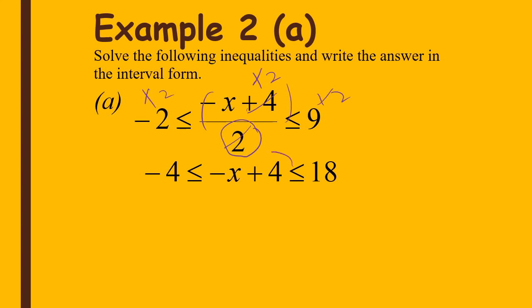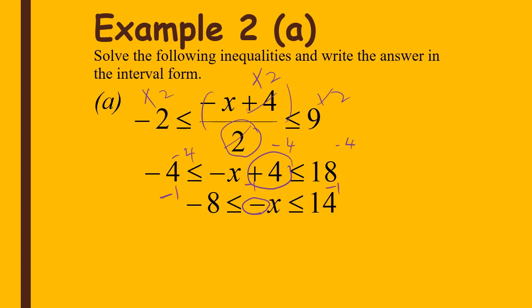So the next step is to eliminate this 4. So minus 4 on each side. So what we get on the left side is minus 8. So the middle part is negative x and the right side will be 14. Okay. And then the answer is not in x only, we have a negative sign. So what should we do? Yes, multiply by negative 1 on each side. Negative 1, negative 1, negative 1.